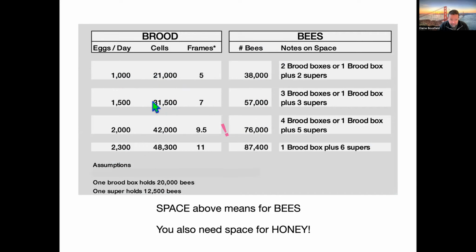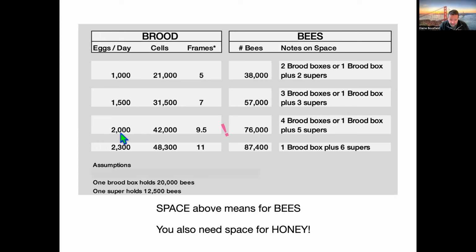More common, this is what most people probably have. Most people probably have somewhere between these two. But 1,500 eggs a day, you're going to end up with a maximum theoretical size of about 57,000 bees, which is a decent sized colony. It's about 3 brood boxes full of bees, or a brood box plus 3 supers. Bear in mind that you need space for bees and you also need space for honey. So just the brood box and the 3 supers for bees, plus more for honey.